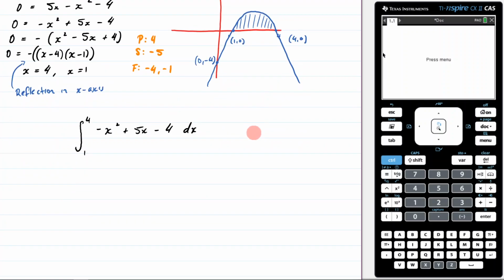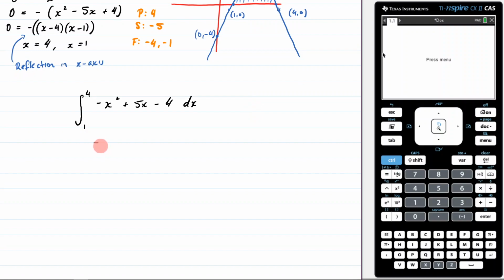All right, the next thing I'm going to do is anti-differentiate this. If I anti-differentiate it, it's going to be x to the 3 on 3 because I add 1 to the power and divide by that new power. This will be 5x squared on 2. This will be minus 4x, like that. And this is from 4 to 1.